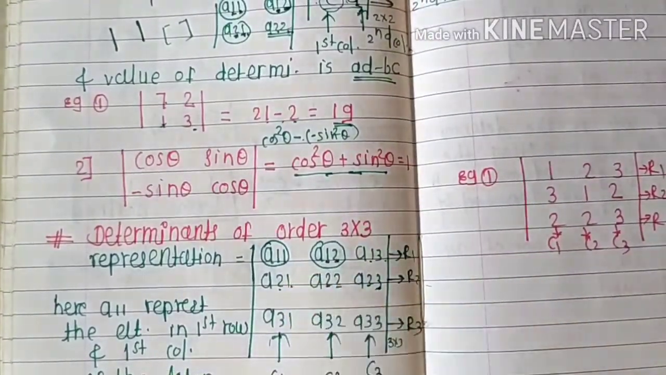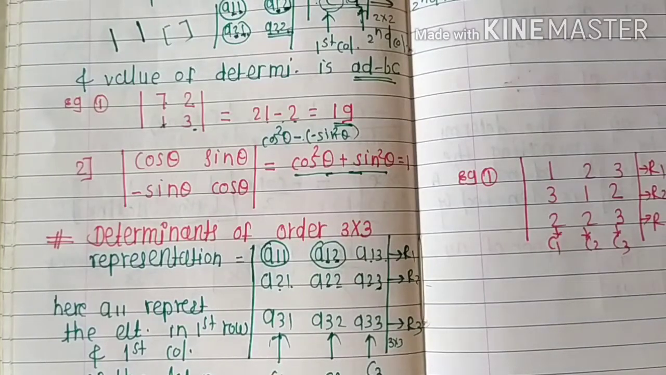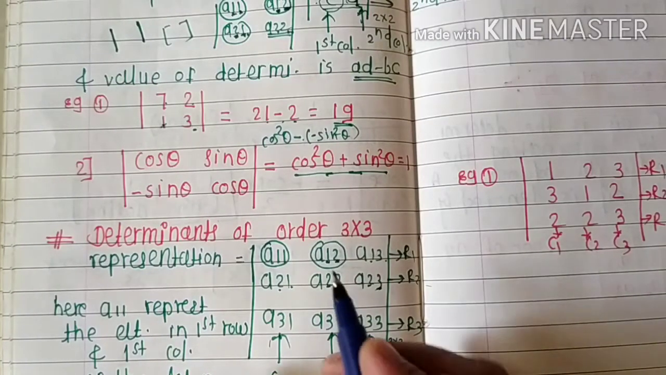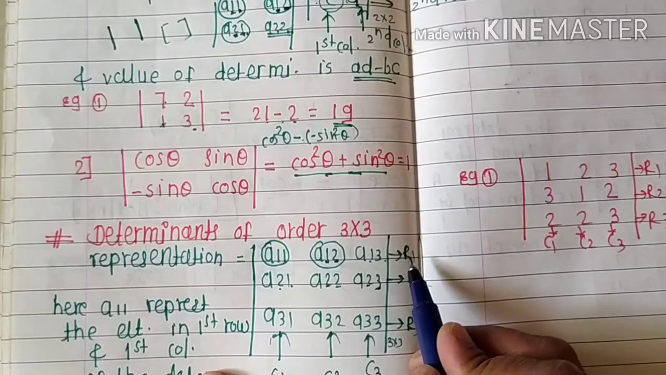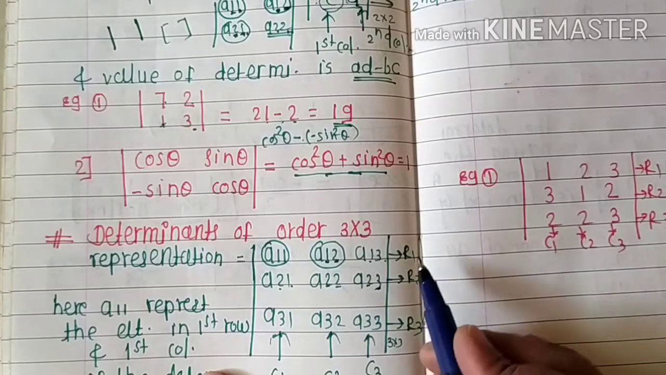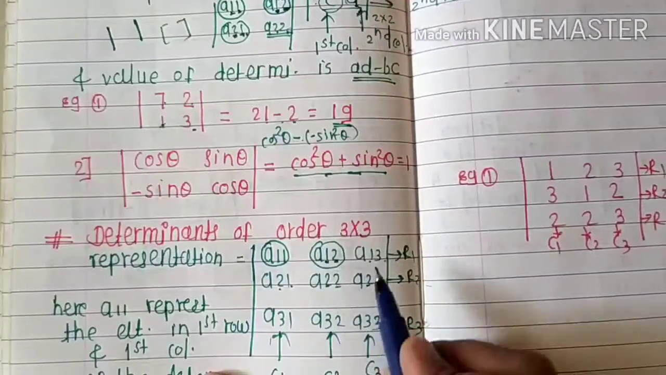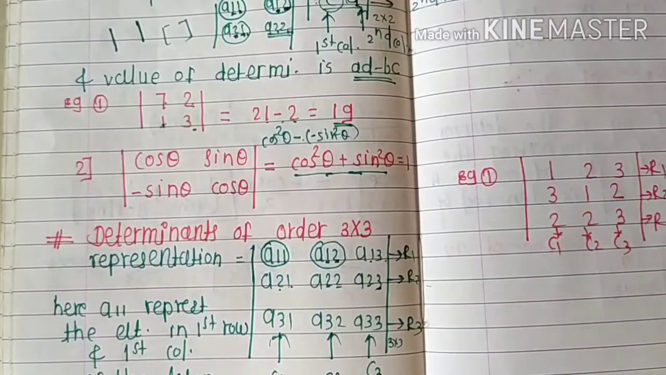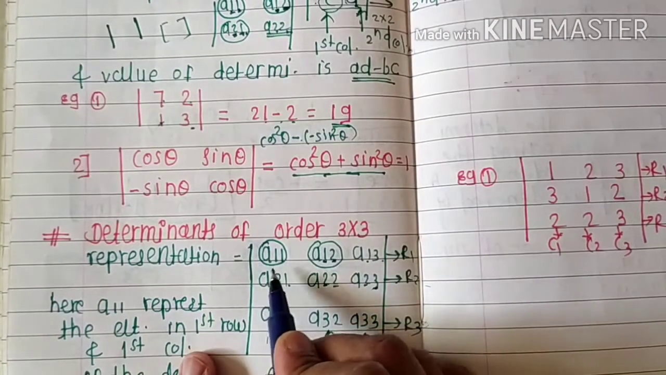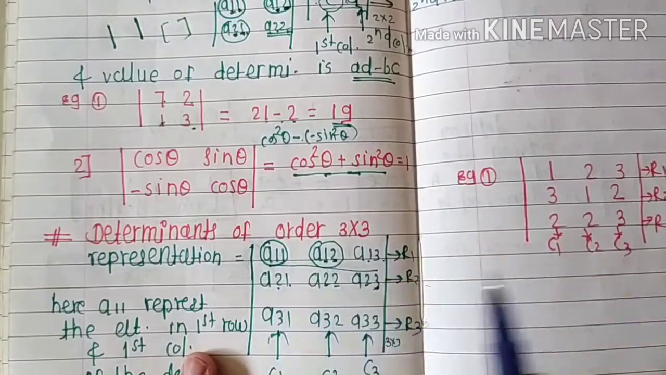Here there are 6 different methods to solve the 3 by 3 determinant, meaning along any one row: R1, R2, R3. Also, along the columns C1, C2, C3, we can solve the determinant. Along 3 rows and 3 columns, there are a total of 6 methods. Generally, we solve the determinant along the first row.